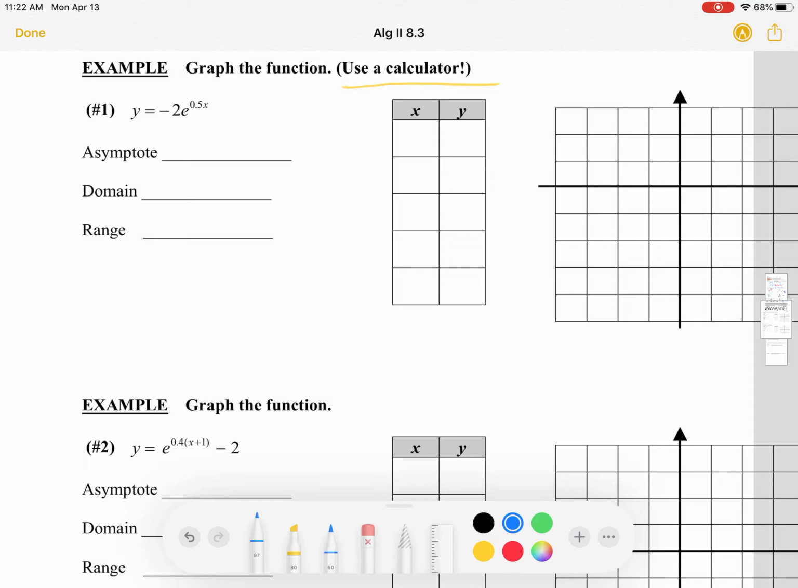So first of all, we got to figure out some x values to plug in. What's the easiest value to always plug in? 0, 1, 2, and then we should also go negative. So we can go -1, -2. And it doesn't really matter if you put -2, -1.